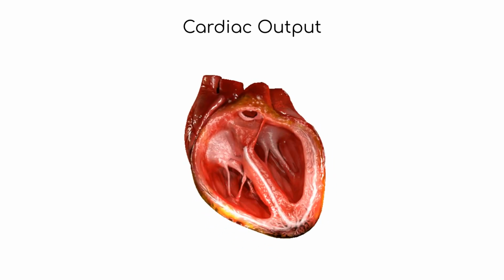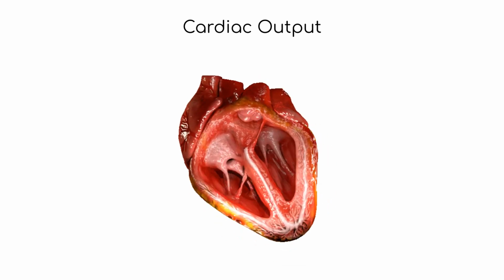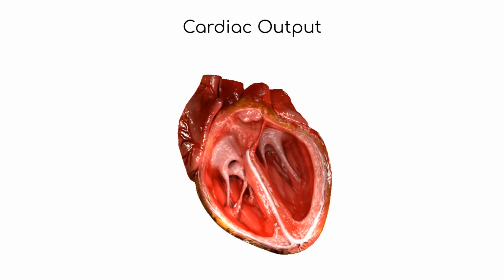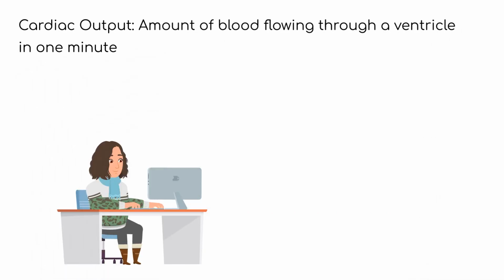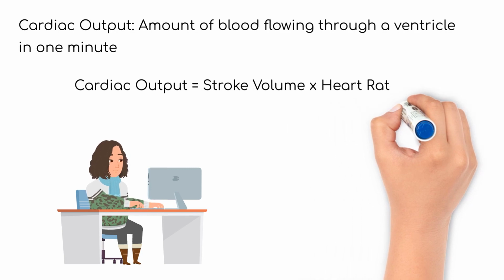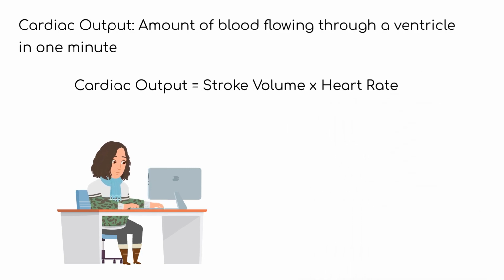In this video, I will cover an important concept in the cardiovascular system called cardiac output. Cardiac output is the amount of blood flowing through the left ventricle in 1 minute. Cardiac output is equal to stroke volume times heart rate and is measured in liters per minute.